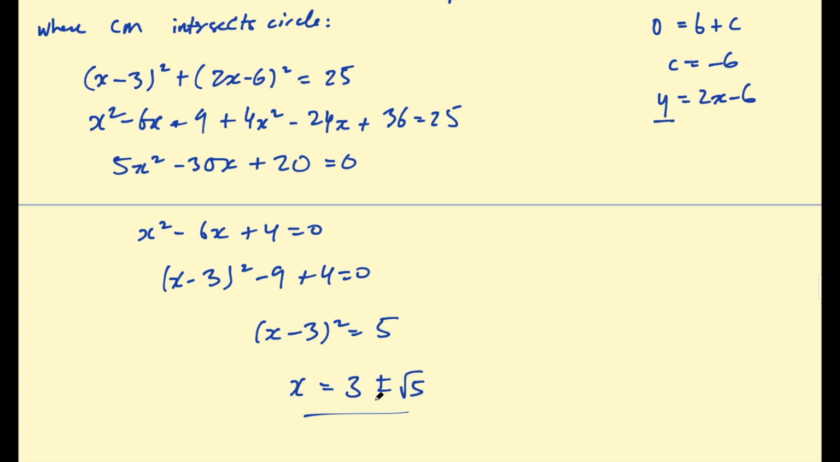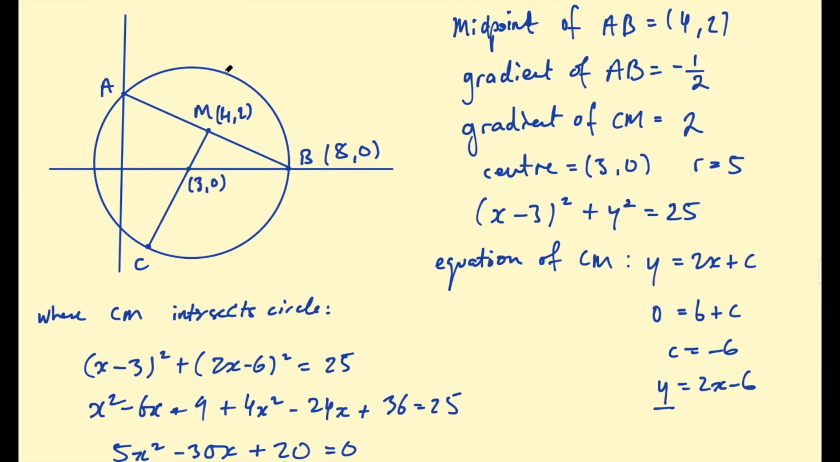Okay, which one of these coordinates is the one we want? So we have this line CM. It intersects the circle at 2 points. This point would be 3 plus root 5, right? That's the larger point. So this one is going to be 3 take root 5. That's the one we care about.